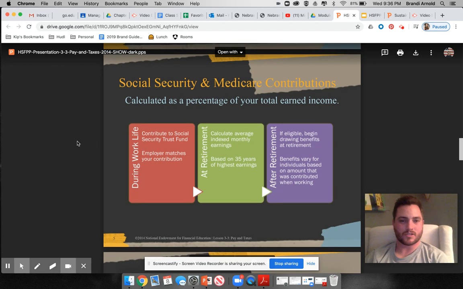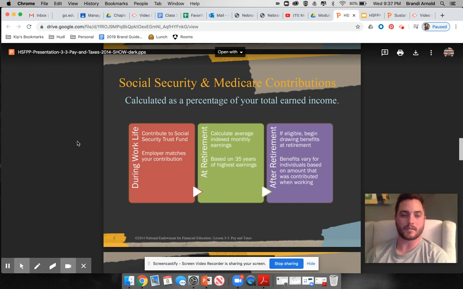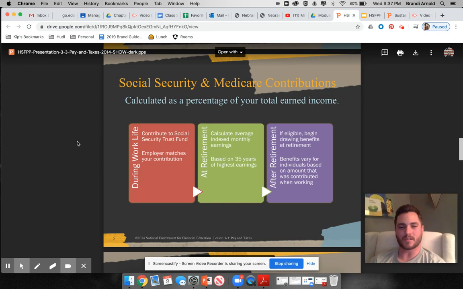All right, Social Security and Medicare. These are services that our country has that are put in place to try and take care of you in the future. And when you pay into it, you'll be able to take money out of it eventually. But it's also to help take care of others when they've reached a stage in their life where they may not be working any longer.